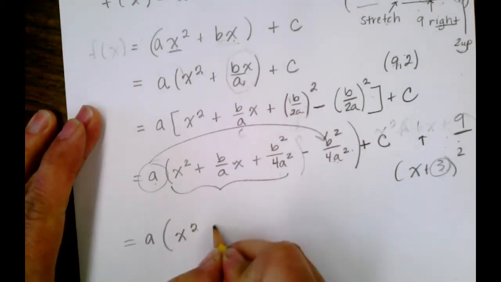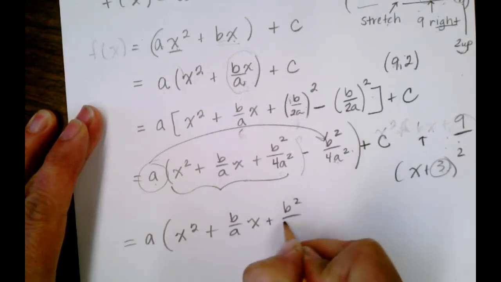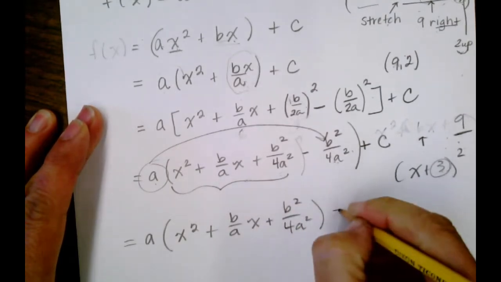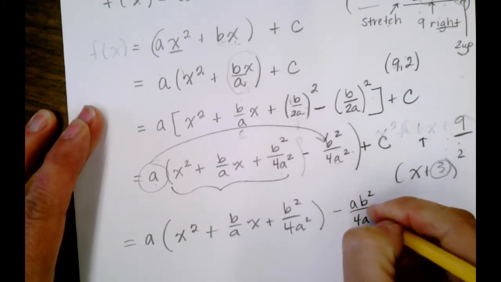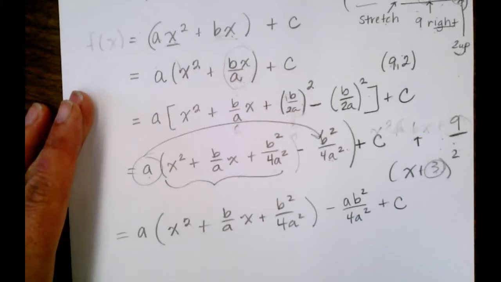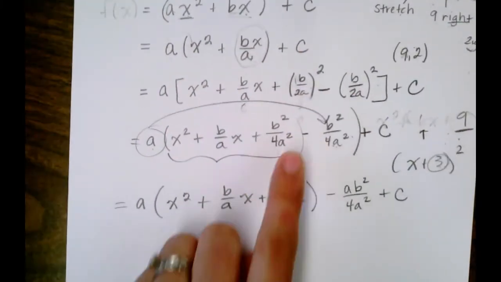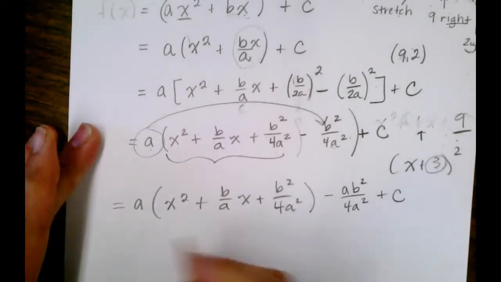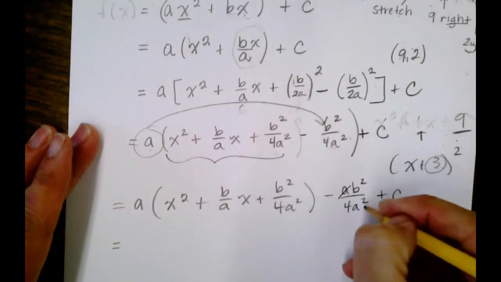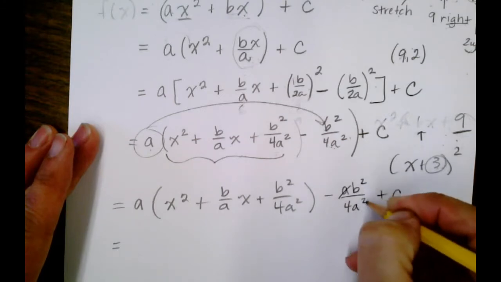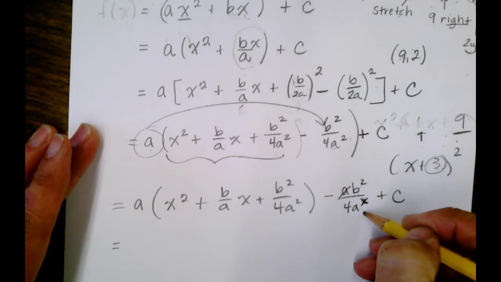So I'm left with a times x squared plus b over a x plus b squared over 4a squared, minus a times b squared over 4a squared, plus c. So all I did was multiply that one by the a so I could take it out of the parentheses. Now I can simplify this so that a and one of these a's can go away. So I have b squared over 4a.